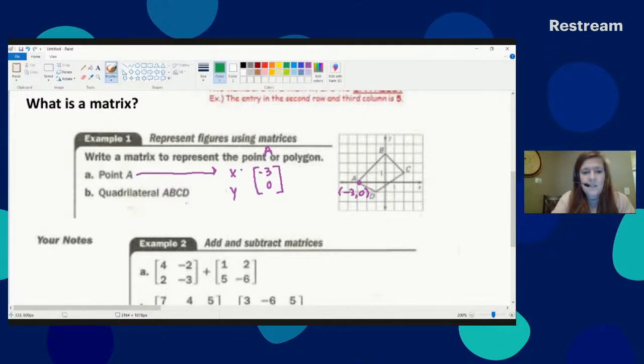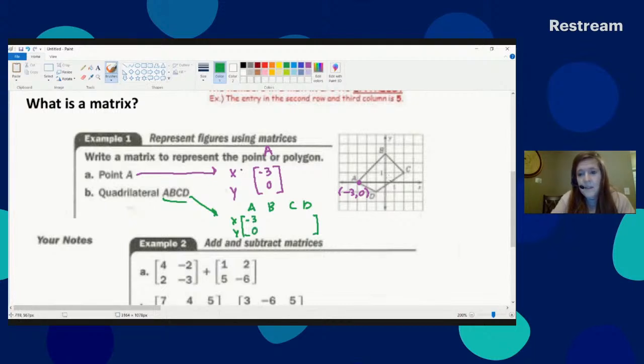Where matrices help us out is what happens if we want to represent a whole quadrilateral. So we want to represent quadrilateral ABCD. Think about this: each column of my matrix is going to represent a point, and each row is going to represent the coordinate. We already figured out that A was at -3, 0. So we're going to say that A is at -3, 0.